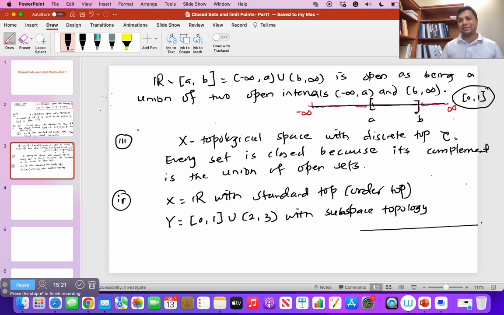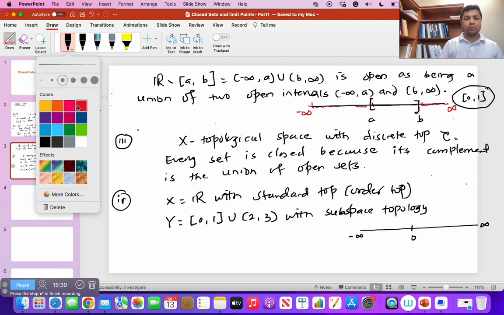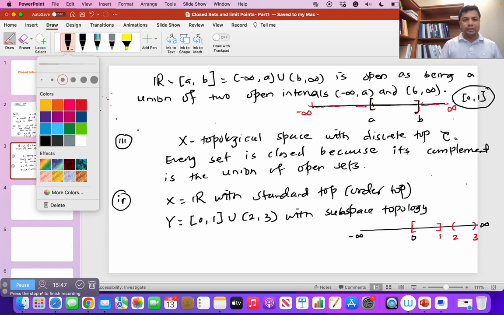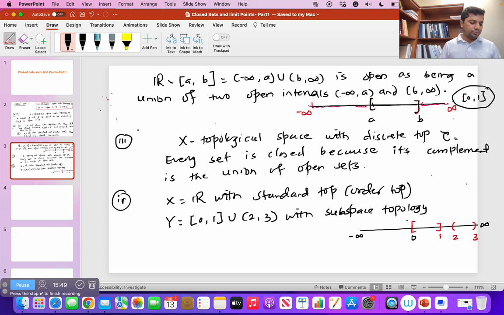Let's say this is the real line, and we have positive infinity and negative infinity here. That's my center, 0. So my Y is the union of this interval 0 to 1 and this interval 2 to 3. Here we are taking the union of these two intervals with the subspace topology.